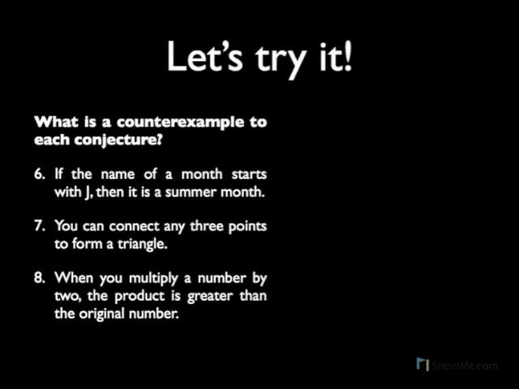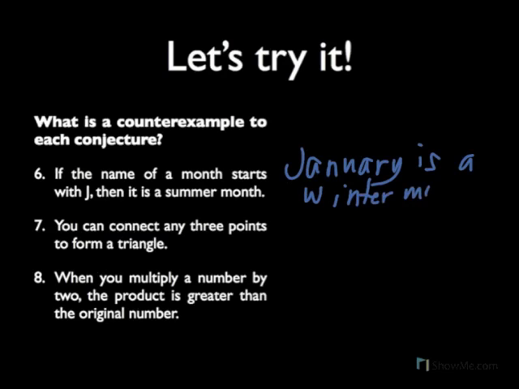The first conjecture is, if the name of a month starts with J, then it is a summer month. June and July are both summer months. However, January is a winter month. So there is a counterexample to prove that conjecture is false.